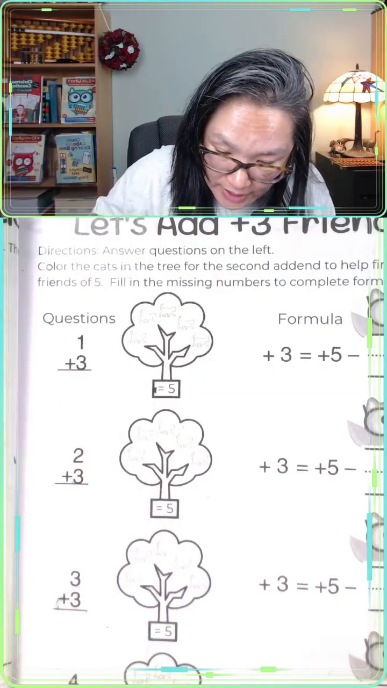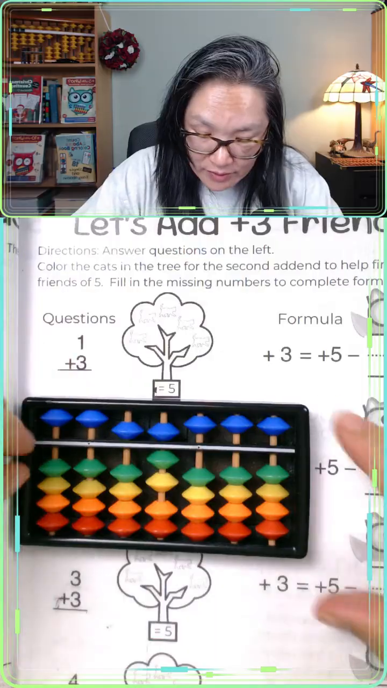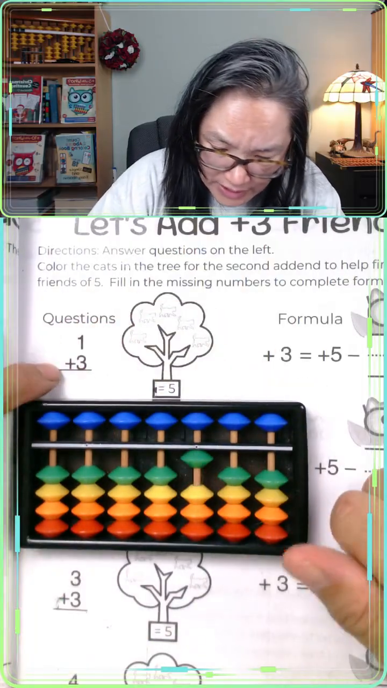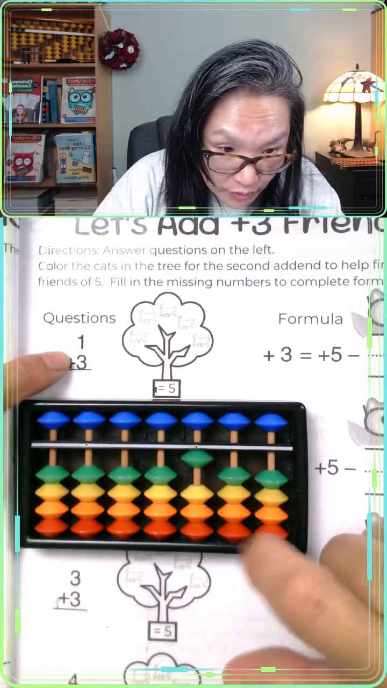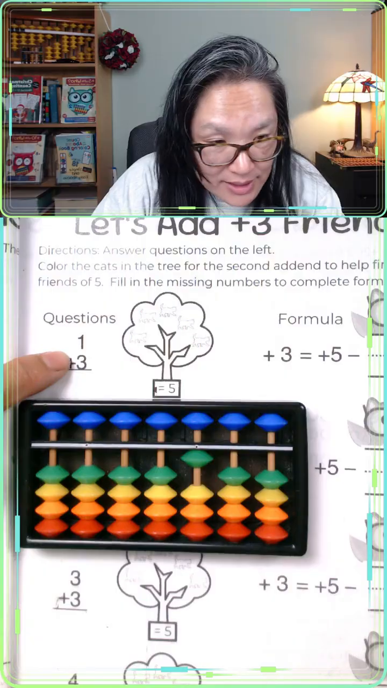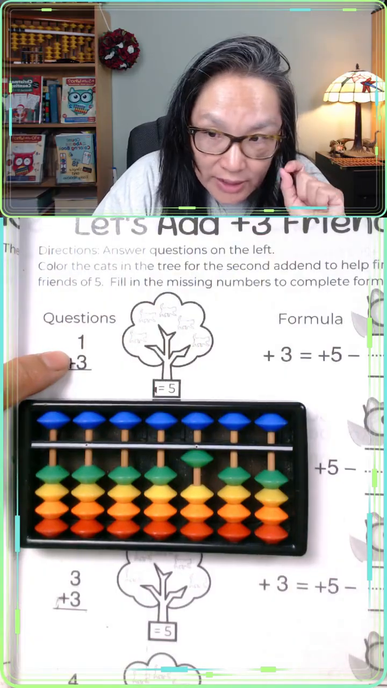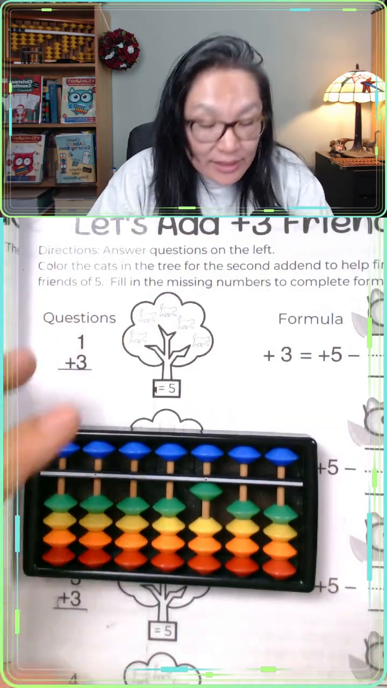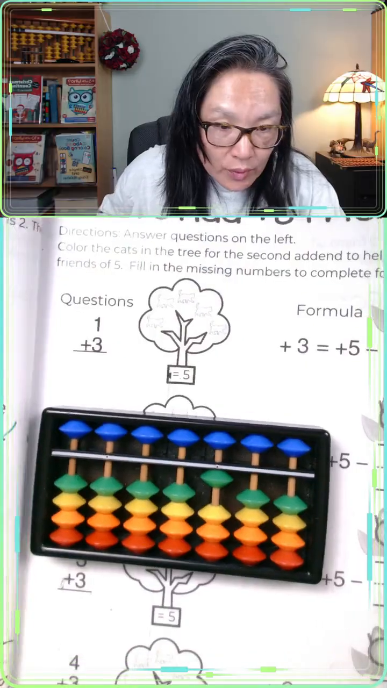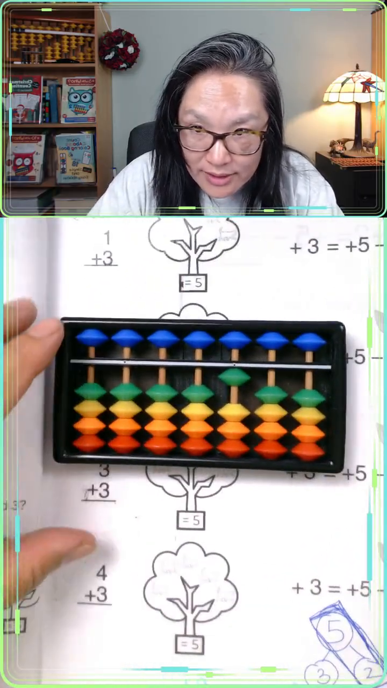So the 3 is very different. Let's do 1 plus 3. Can we do it? Yeah. Do we need to do a formula? No, because look, 1, 2, 3. So always look at your abacus to see whether or not you need to do it. Can you do it? Yes, you can. Then you don't need to add the formula. Then it's overkill.